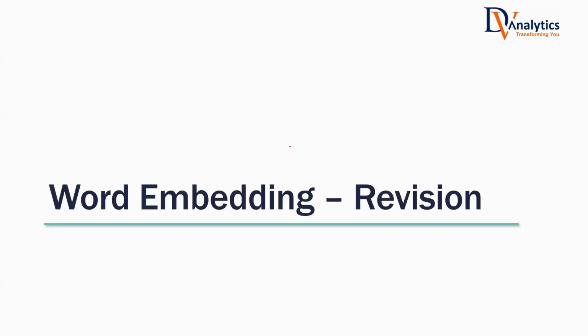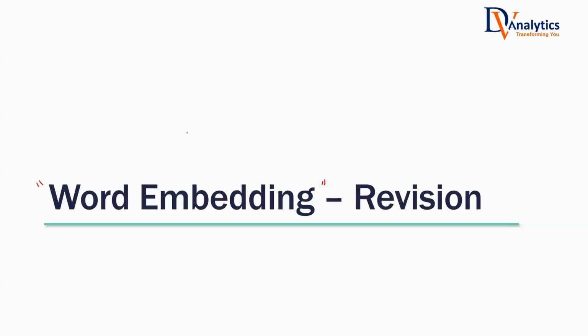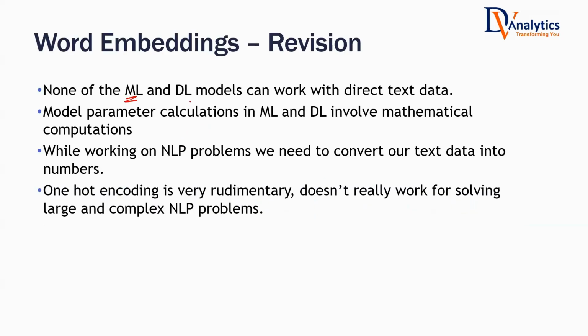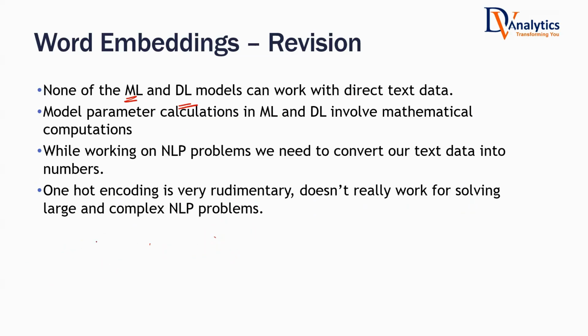One of the concepts that we need to revise is word embedding. So what are word embeddings? We want to convert words into numbers, specifically numerical vectors. That is known as word embedding. None of the machine learning or deep learning models can directly work with text data. If I'm saying "I like this", now "I" is a non-numerical value, "like" is a non-numerical value, "this" is a non-numerical value. None of the machine learning or deep learning algorithms can directly handle these non-numerical values. We have to convert them into numbers.